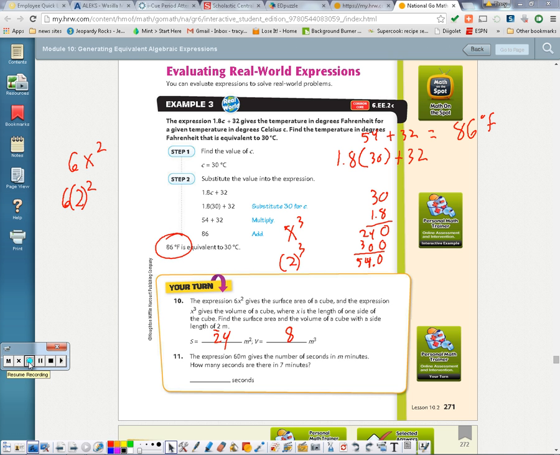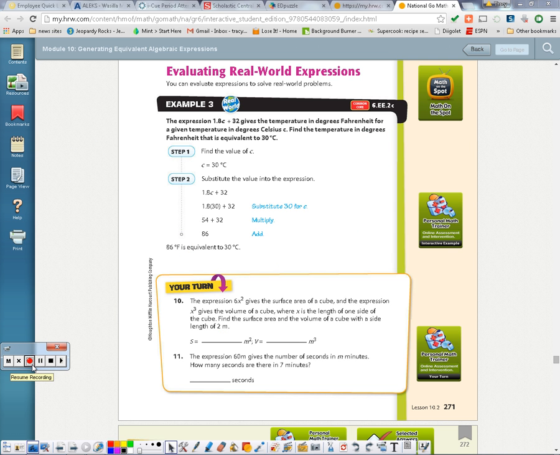So, number 11. The expression 60m gives the number of seconds in m minutes. How many seconds are there in 7 minutes? So we know if it's 60m, we replace m with 7. So it's 60 times 7, which is 420 seconds.